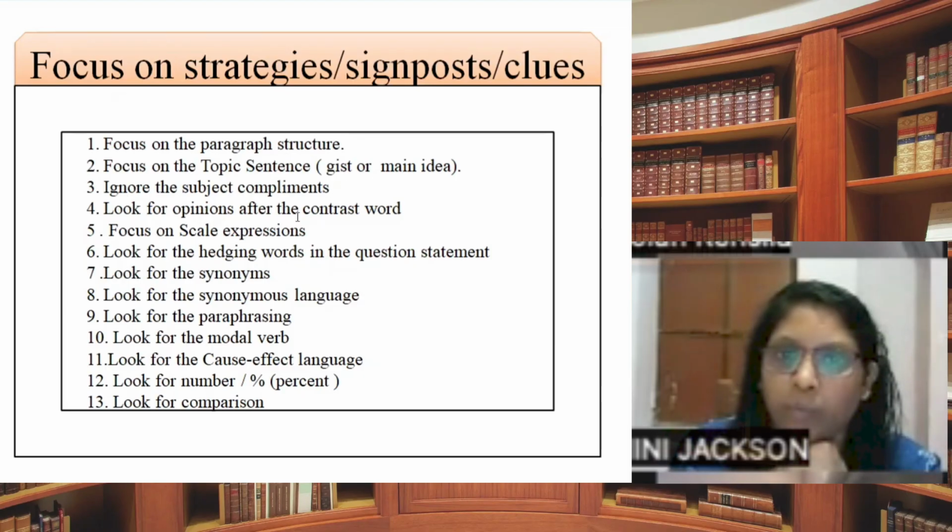Then look for the opinion after the contrast word. Then focus on scale expressions and look for hedging words in the question statement. Look for synonyms, synonymous language and paraphrasing. Next are modal verbs and cause and effect language, and we have to identify what is the exact cause and what is the effect. Then we have to look at numbers or persons. Then look for comparisons, which may be advantages or disadvantages. We have to focus on that.